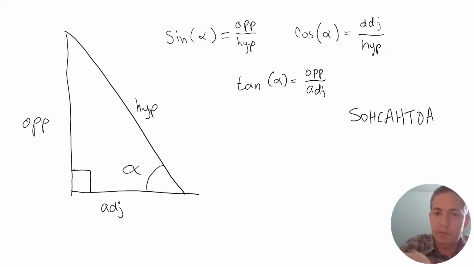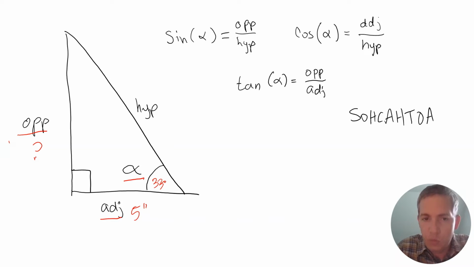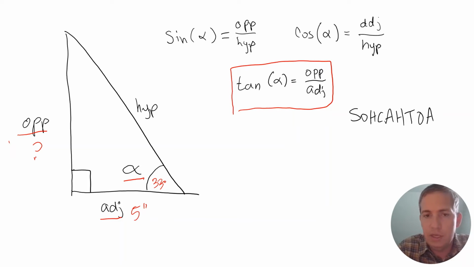So let me show you, for example, what types of information you could have in a diagram. Say that you know that this angle is 33 degrees. And say that you also know that this adjacent side is 5 inches. Then, using the fact that you have the angle and the adjacent side, if you want to know what the opposite side is, so suppose that you're trying to figure that out because you have to measure it and cut it, then you're going to recognize that you have the adjacent side, you want to know the opposite side, and you have the angle. Now the three of those things show up in one of these formulas, and that is the tangent formula. The opposite side, the adjacent side, and the angle.